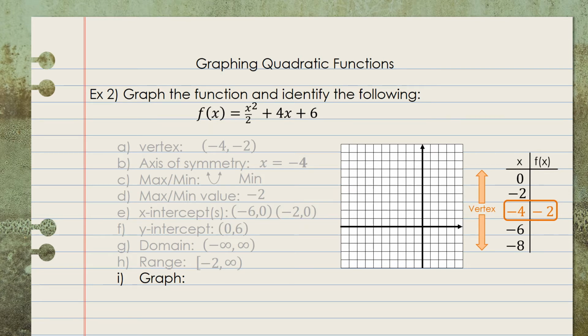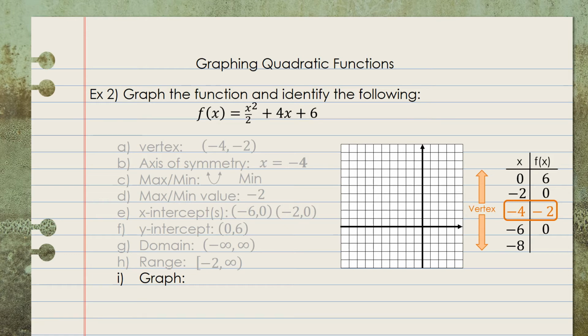Now that we have our t-chart prepped and ready to go, let's see if we already have any of these points from our x-intercepts or y-intercepts or anything like that. And notice we do have some information. When x is 0, y is 6. That's our y-intercept. We also know when x equals -2, y is 0. That's one of our x-intercepts. And we also know when x equals -6, y is 0, as that is our other x-intercept.